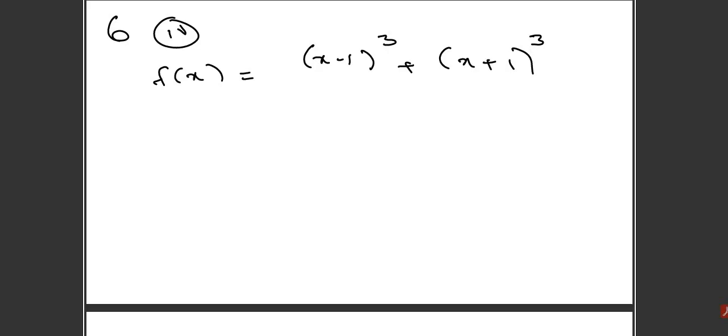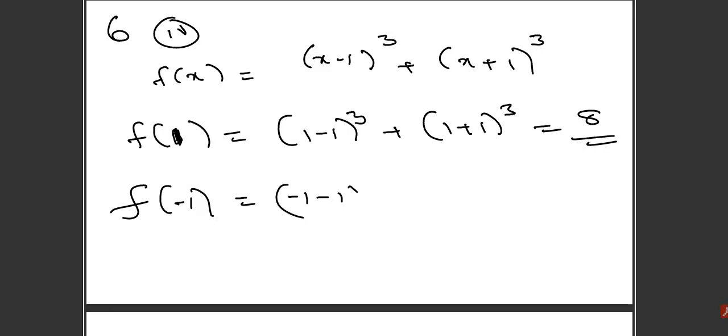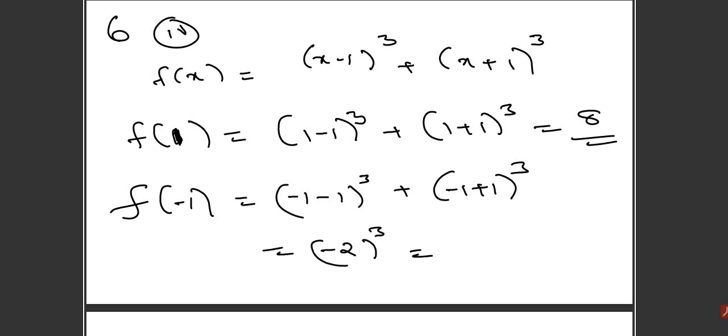So you can use any number that you want. We can use a 1. So f of 1: this is 1 minus 1 cubed, then plus 1 plus 1 cubed. This will just give us 8. Then if I try negative 1, this is going to give us negative 1 minus 1, cubed, plus negative 1 plus 1, cubed. This will just give us negative 2 to the power 3. This will be negative 8. So you're seeing the numbers are the same, but the signs are opposite, right? So meaning this is initially an odd function.